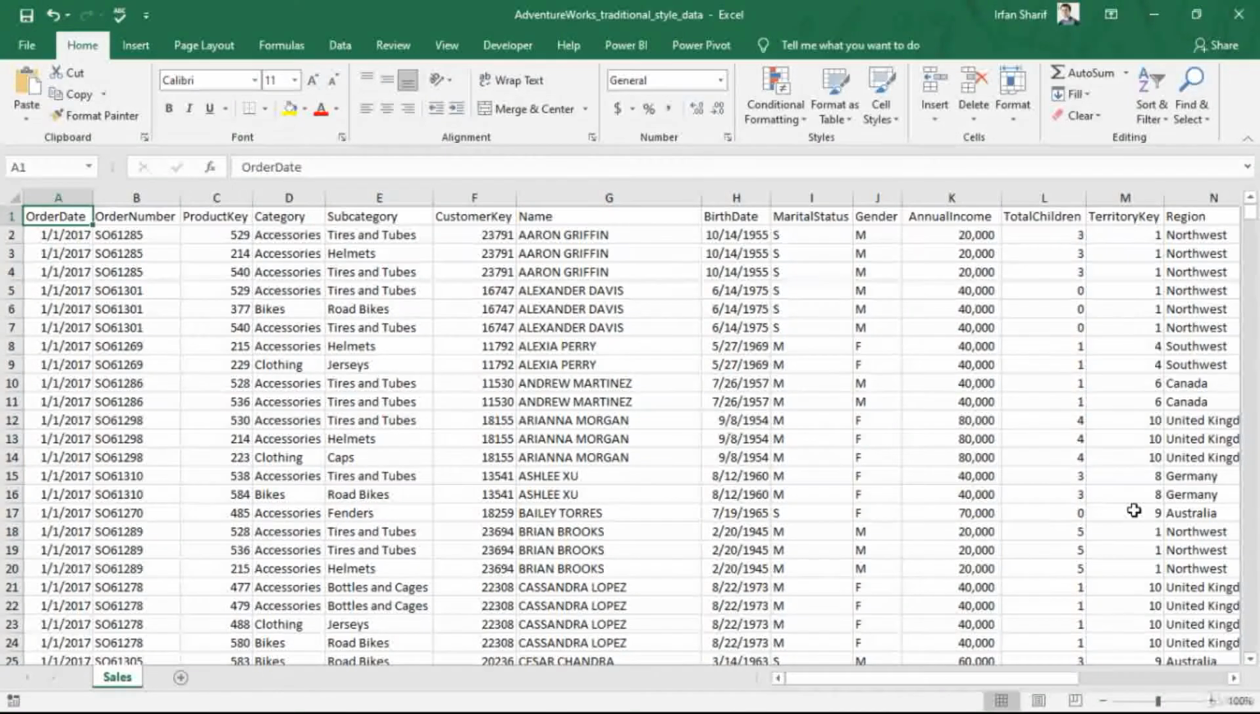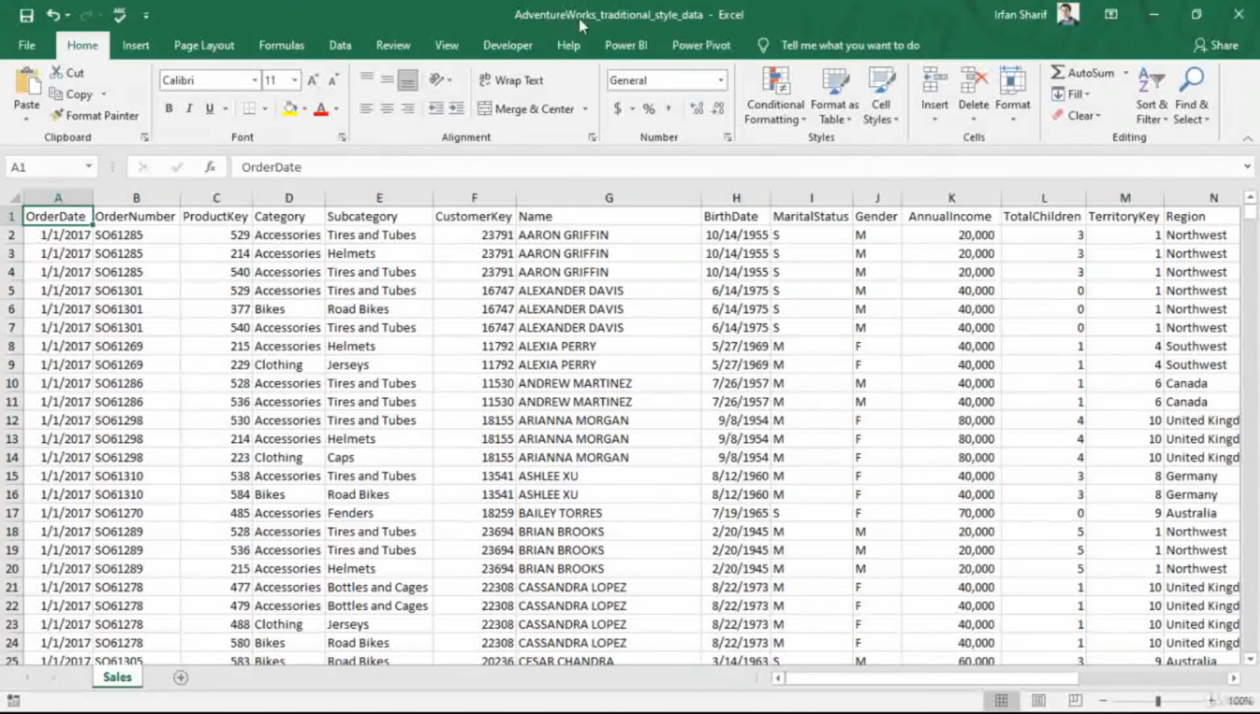So before we start, let us take a brief look at the data that is available for analysis in this section. First of all, we need to notice that there is only one sheet that is available in this Excel file. And if you notice the name of this file, this says AdventureWorks Traditional Style Data.